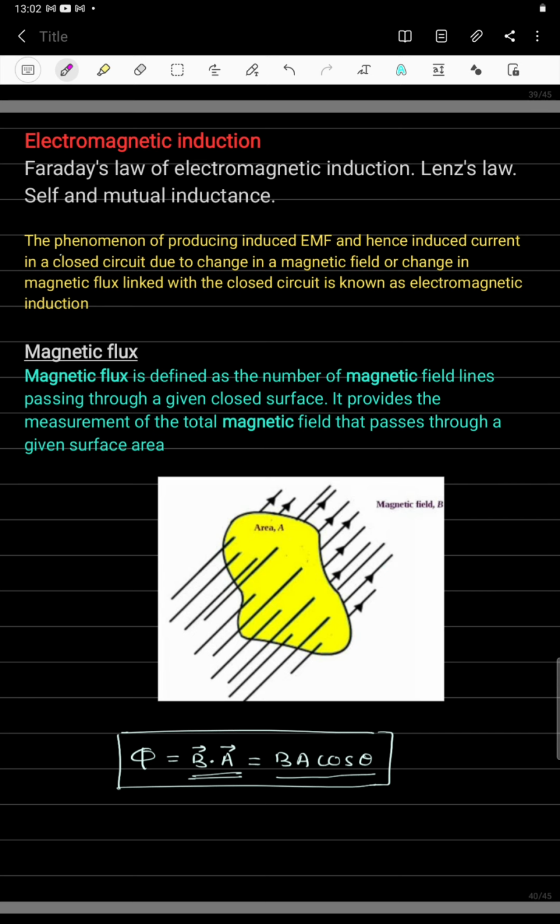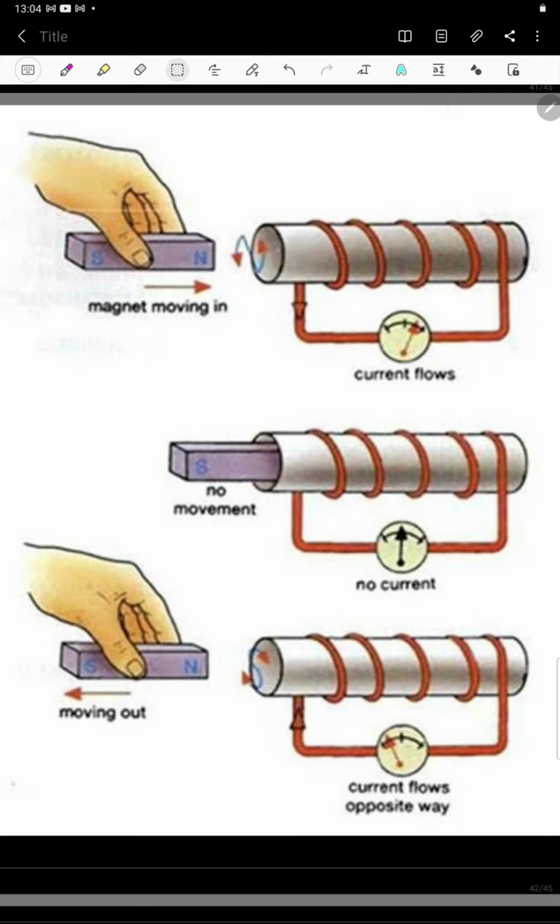There are two laws, Faraday's first law and Faraday's second law. Now we'll see Faraday's first law. Before going to Faraday's law, we'll see the experiment performed by Faraday. He took one circular coil and one magnet, and he performed three experiments.